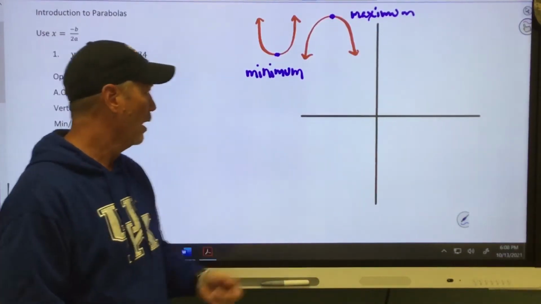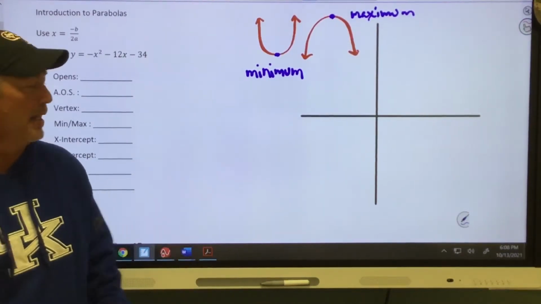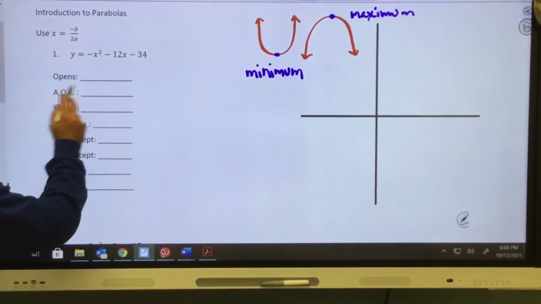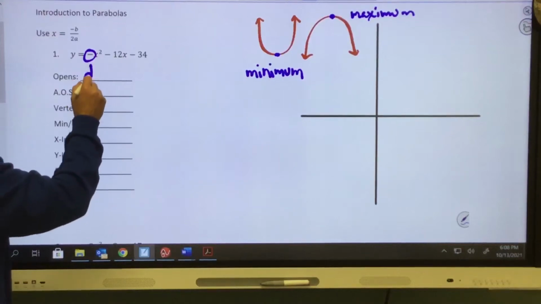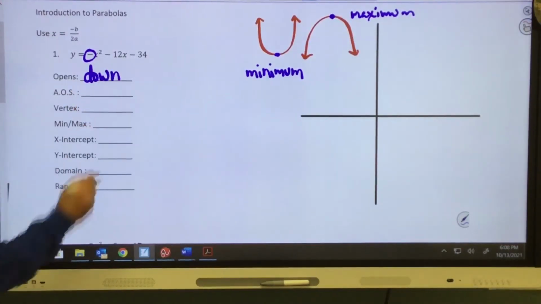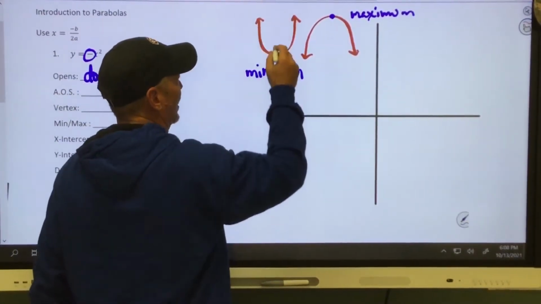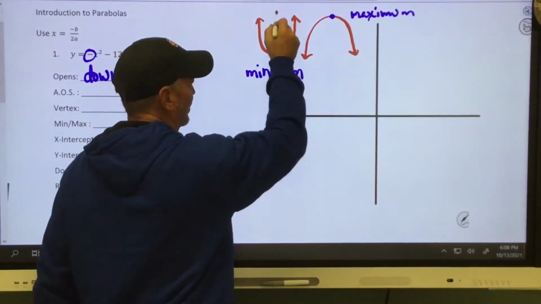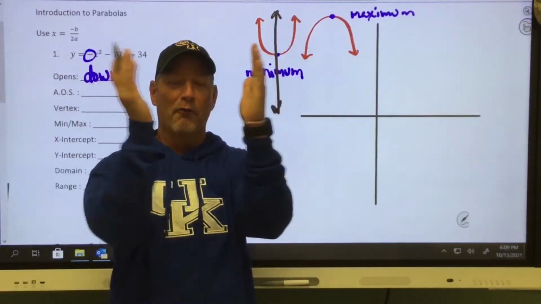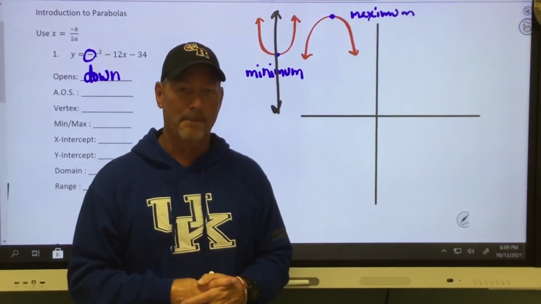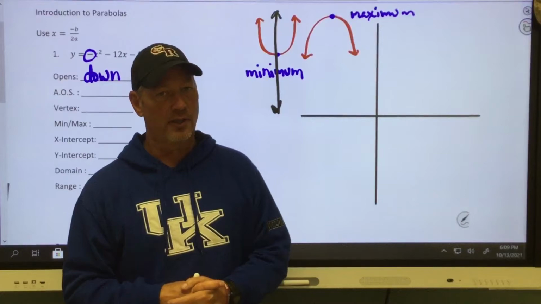Now I need to find what's called an axis of symmetry. This is the first thing we're going to talk about. We have already determined that since this is a negative, we will open downward. My axis of symmetry is a line that passes through your vertex. The axis of symmetry is where you could fold the parabola over and it would match up perfectly. How can you find it? I'm going to show you how to find it by hand, and then I'm going to show you how to use your calculator.